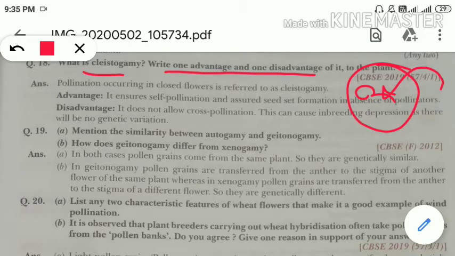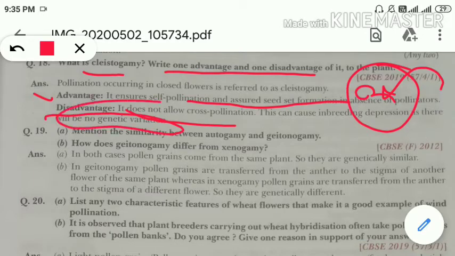So the advantage, if there is self pollination or autogamy, is that assured seed set formation is there. But the disadvantage is that it does not allow cross pollination. We know that cross pollination leads to variation, and variation is helpful for the upcoming generation. So there is no genetic variation, but there could be a benefit also. If we want to maintain the same variety or same species or same character in the next generation, then it could be helpful.